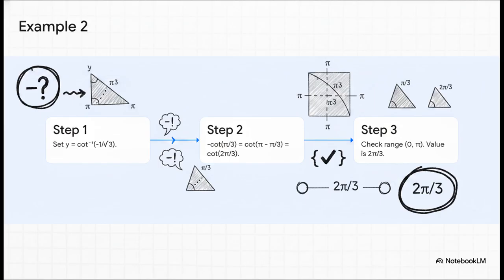Step 3, the ultimate reality check. Does 2π/3 fit into the principal value branch for inverse cotangent? The range is the open interval from 0 to π. And yes, 2π/3 sits perfectly inside that window. So our final principal value is 2π/3.